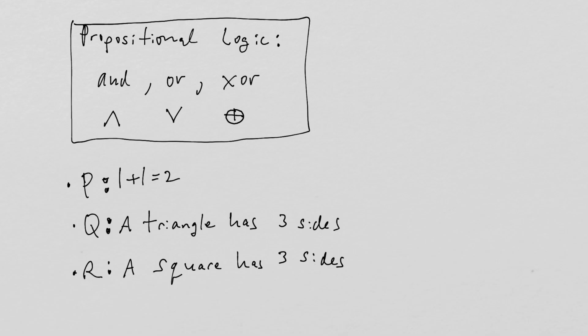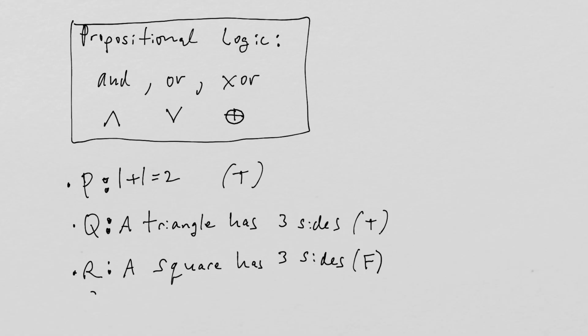The second statement is a triangle has three sides. I'll abbreviate that with the variable q. And the third statement, a square has three sides, and I'm abbreviating that with the variable r. So two of these statements are true, and one of the statements is false.